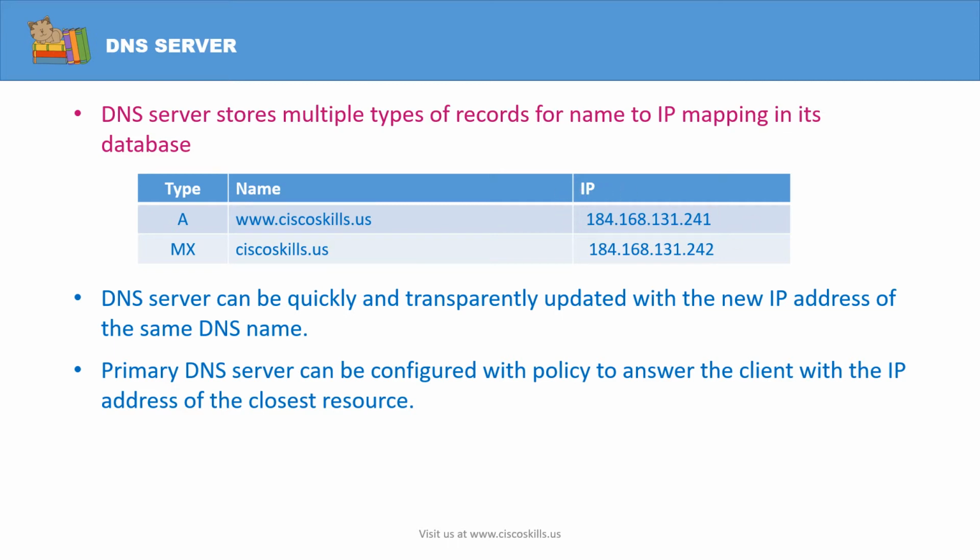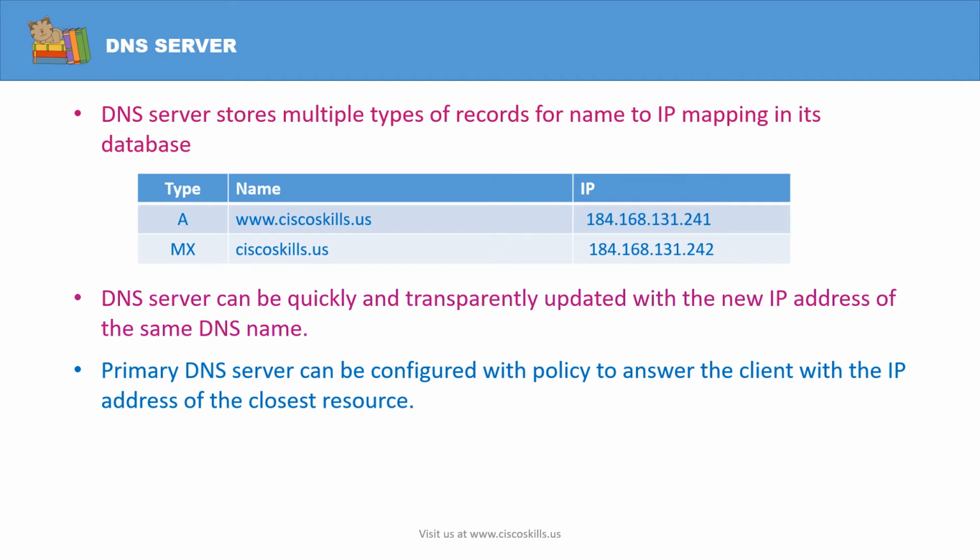The second one is MX records. It is for the client to query the DNS server: What is the IP address of the email server for Cisco skills.us domain? In this case, the DNS server will answer, this is the IP address of the email server for Cisco skills.us domain.